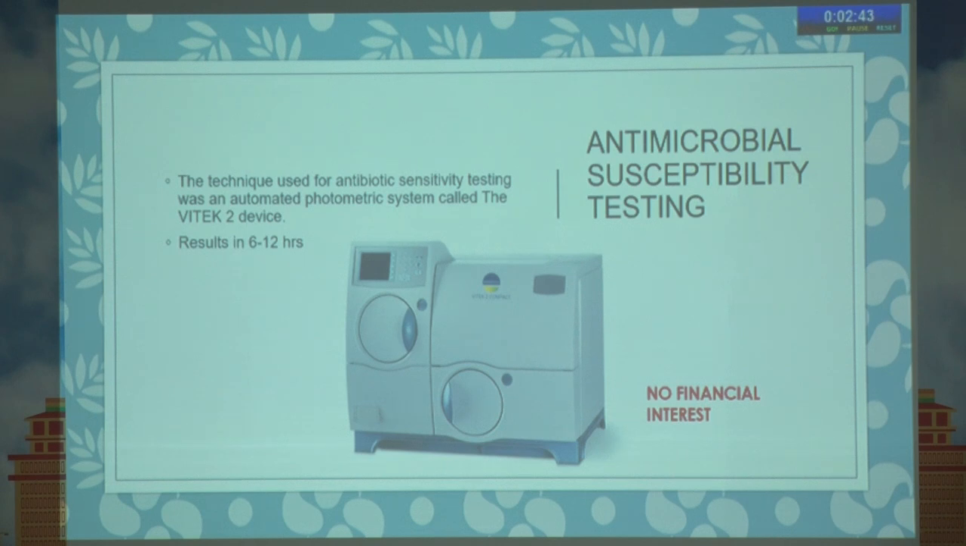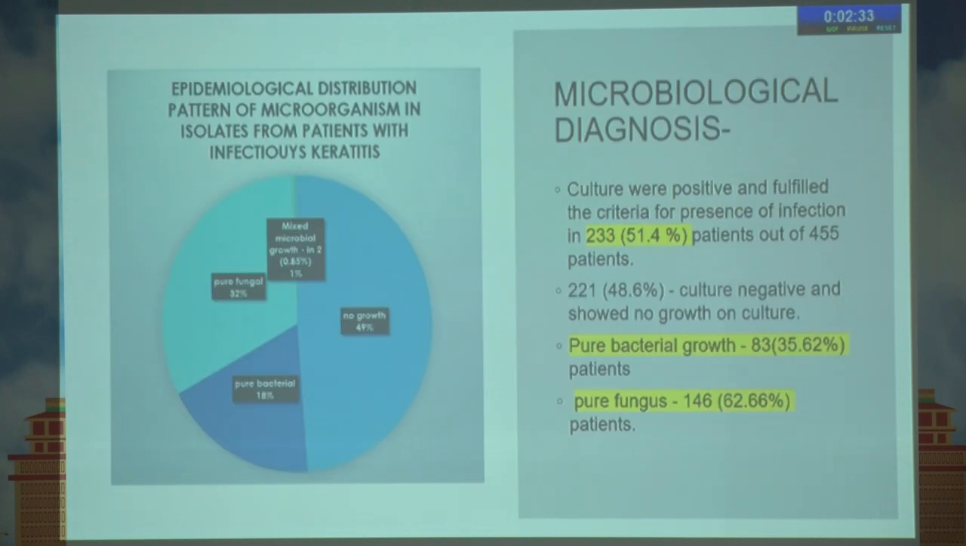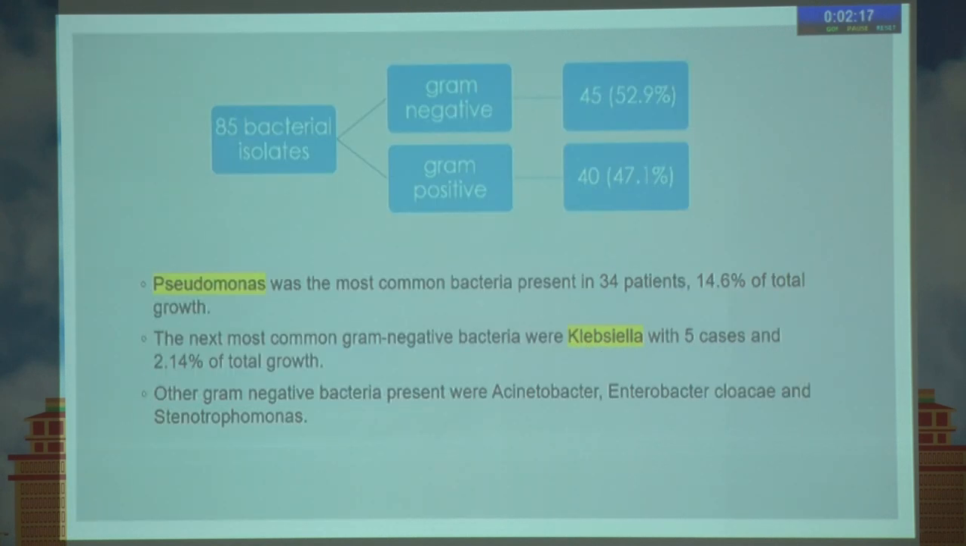No financial interest. In the results, there were 455 patients who met the criteria, out of which 143 were male and 93 were female. The distribution was 233 patients culture positive and 221 negative. Of these, pure bacterial culture was 83, that is 35% of the total, and pure fungus was seen in 146. The remaining two cases had mixed microbial growth.